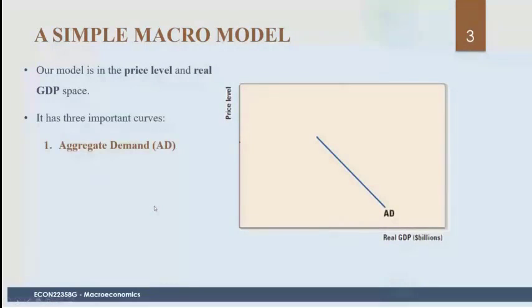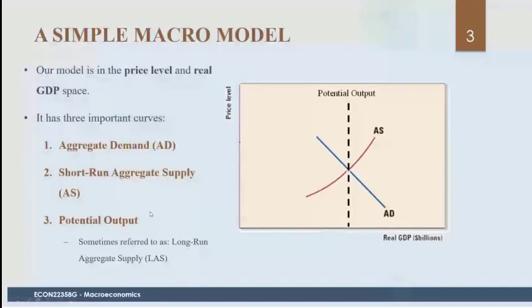One is the aggregate demand curve. The other one is the short run aggregate supply curve. And the other one's simple. We have a vertical line drawn at potential output, which we will refer to as the long run aggregate supply. Okay, so let's look at each of these in turn.